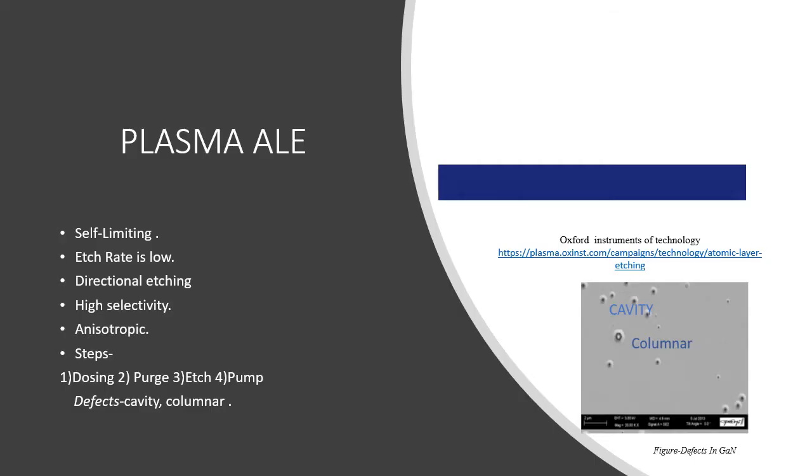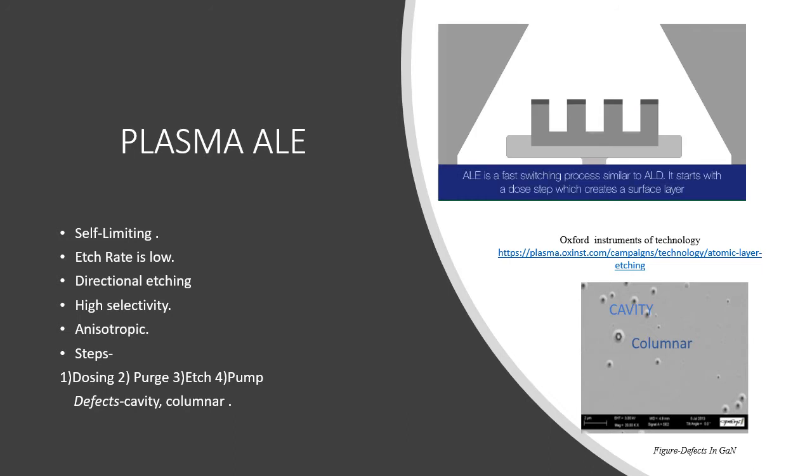Plasma ALE is known as a cyclic etching process of gas dosing and ion bombardment that removes material layer by layer. Here is a video of how the plasma ALE is performed. Initially, the substrate is dosed with the etching gas and then reacted with the etching material, and then all the residual gases are removed. After this process, the surface is bombarded with ions.